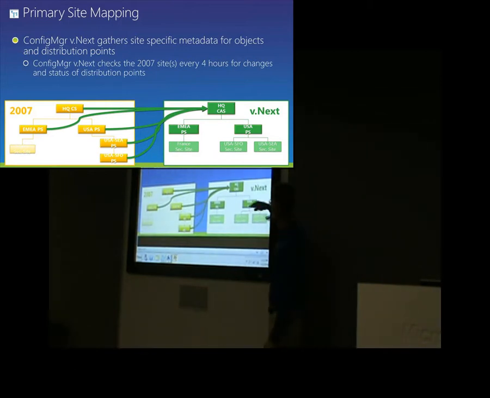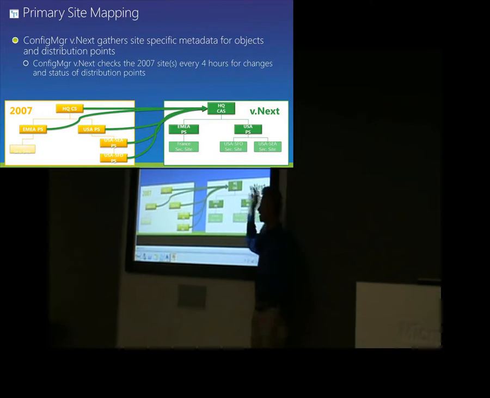In VNext, you can have a CAS if you want to have multiple primary sites connected together. Just like in the current product, if you want multiple sites connected together, you have a central site and then your primary sites. Same thing would happen here.